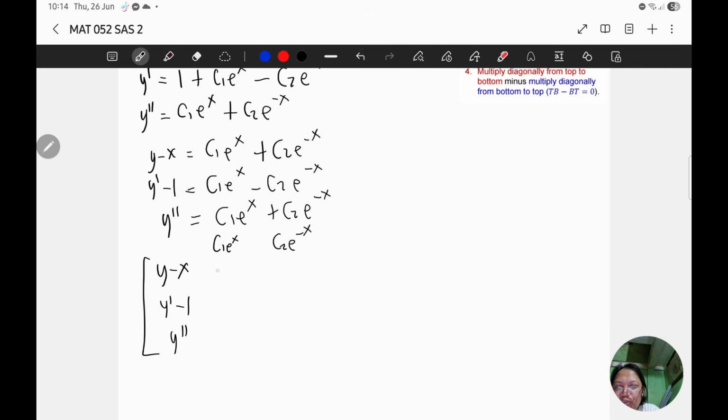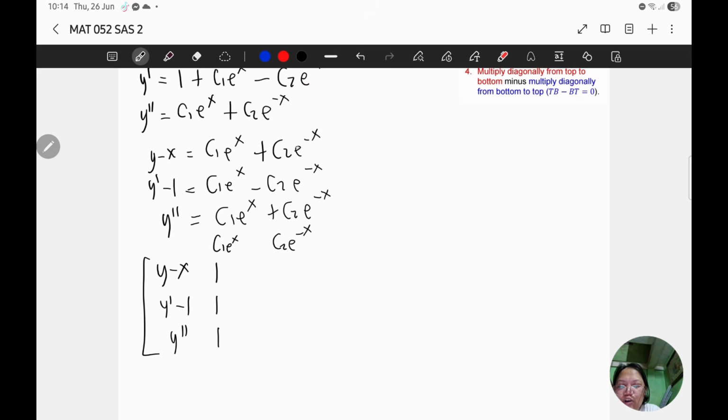So, for the first equation, the coefficient for c sub 1 e to the x is 1. For equation 2, the coefficient is 1 also. For the third equation, the coefficient is 1.